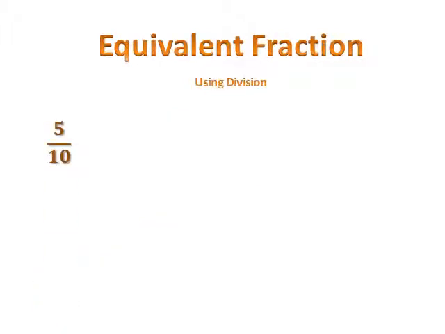Alright, so let's try some other fractions and find their equivalent fractions. Let's say 5/10. What number can divide both 5 and 10? Other than 1, of course, there's only one other, which is 5. So the equivalent fraction would be 1/2, because 5 divided by 5 is 1 and 10 divided by 5 is 2.